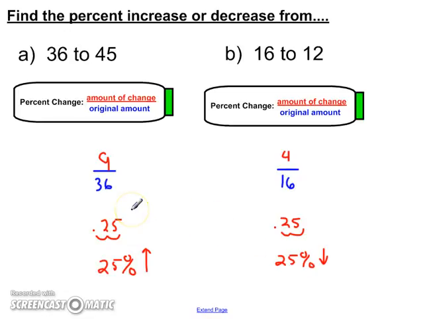So in this particular case, our value increased by 25%. And over here, our value decreased by 25%. And again, it's 25% of the original value. Even though this one went up by 9, that is 25% of 36, where over here it went down by 4. 4 is 25% of 16. But in either case, based on percentage, they changed by the same amount. One just happened to go up, the other happened to go down.